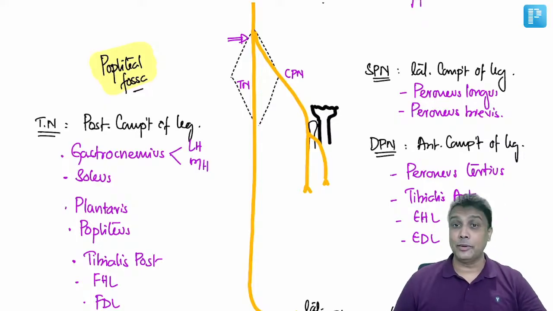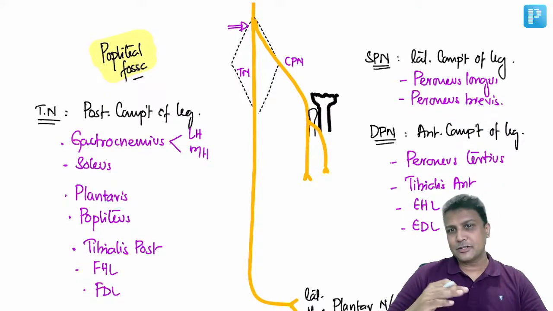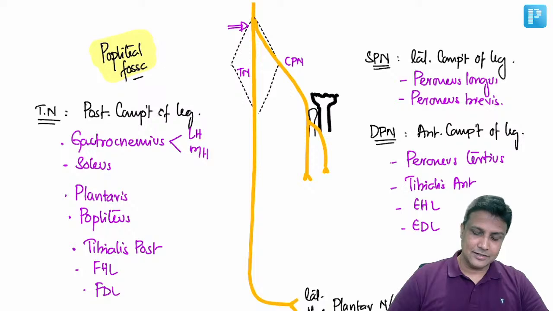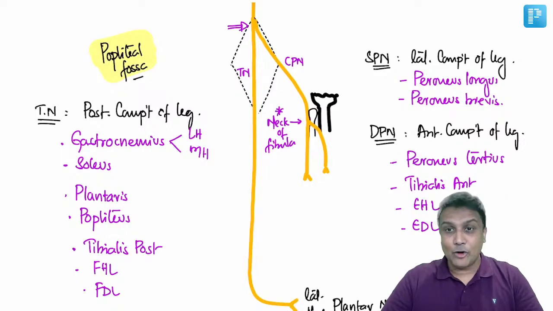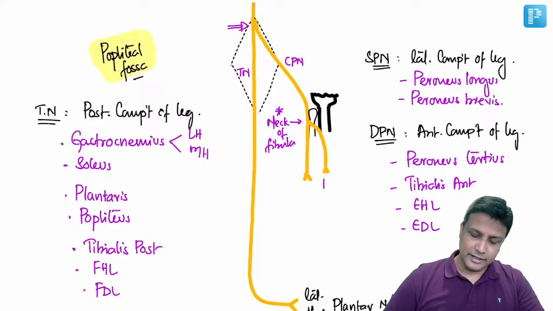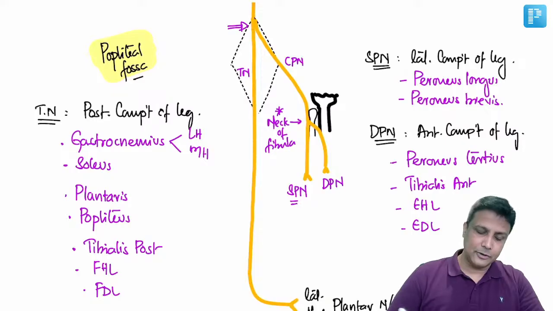First, let us deal with the common peroneal nerve. The common peroneal nerve is going towards the lateral side, and the lateral side will be having the fibula. Please remember this landmark: exactly near the neck of the fibula, it is going to divide. This is an extremely important landmark. Near the neck of the fibula, it is going to divide into the deep peroneal nerve and the superficial peroneal nerve. Let's deal with the superficial peroneal nerve.